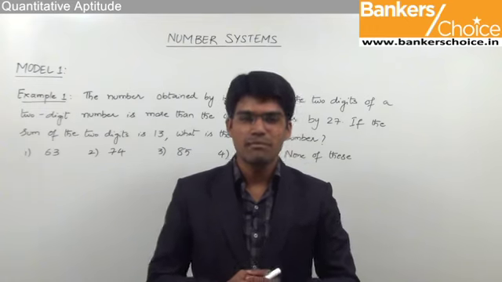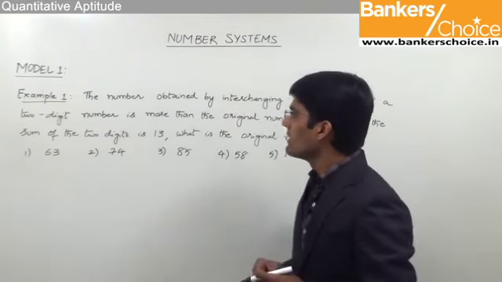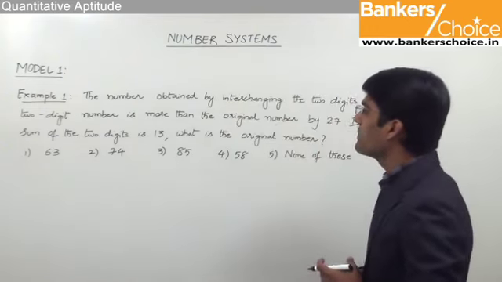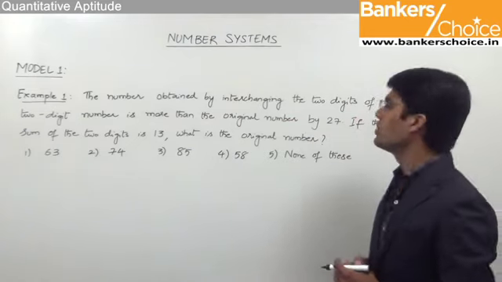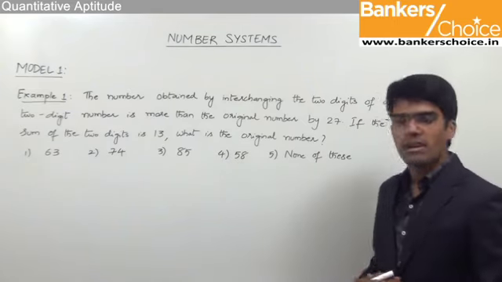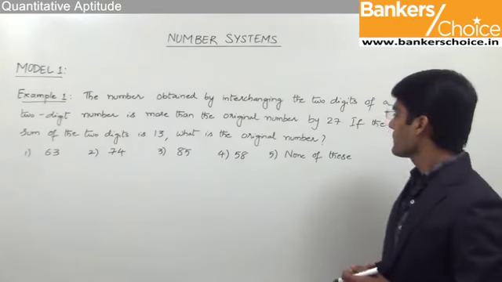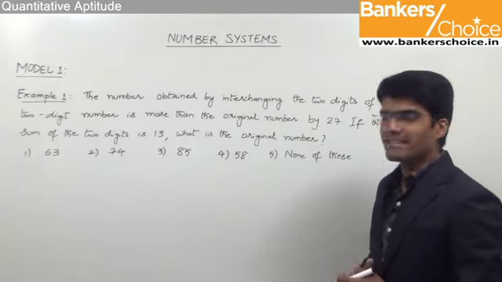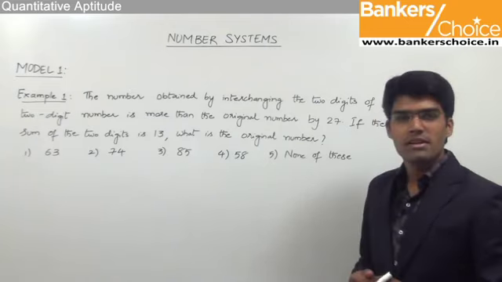Let us now take an example from model 1. The given question here is: the number obtained by interchanging the two digits of a 2-digit number is more than the original number by 27. If the sum of the two digits is 13, then what is the original number?